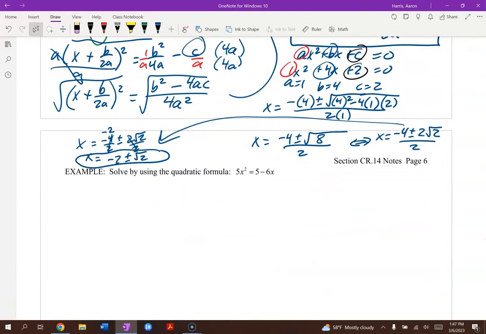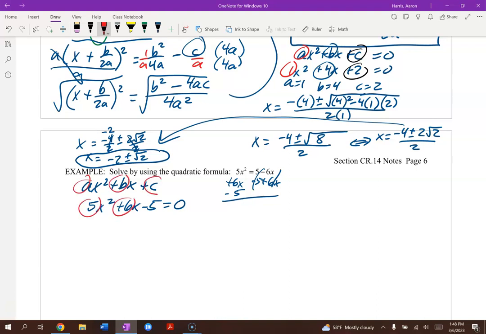Let's try another one. Notice this is not in our standard form ax squared plus bx plus c. So what I have to do is get it in that form. So I'm going to add 6x to both sides, and I'm going to subtract 5 from both sides. And then I'll have it be equal to 0. And now notice a is 5, b is 6, c is negative 5. And I go ahead and sing my little tune. x equals negative b plus or minus square root of b squared minus 4ac all over 2a.